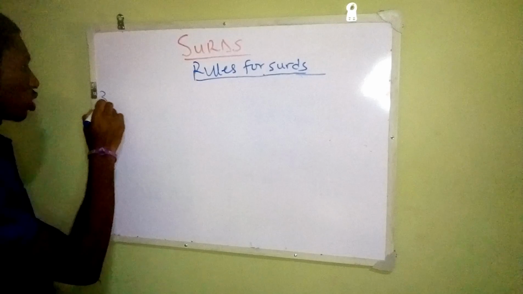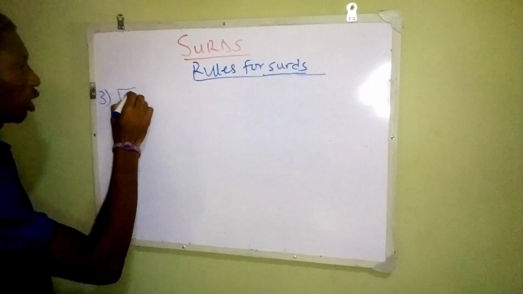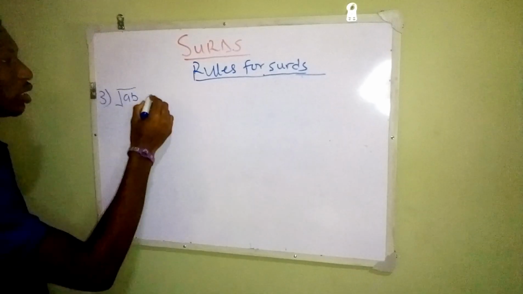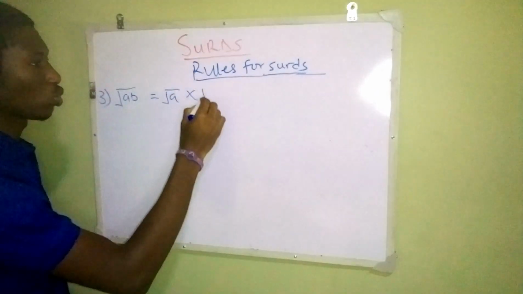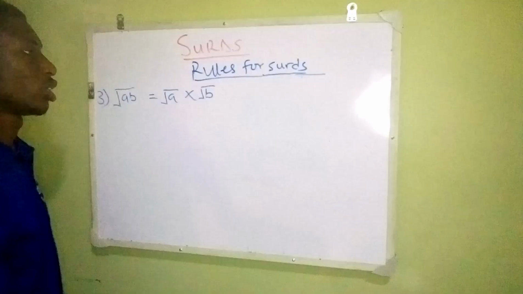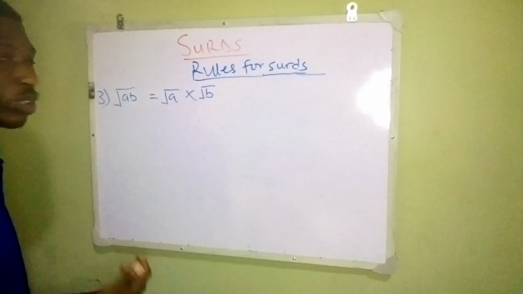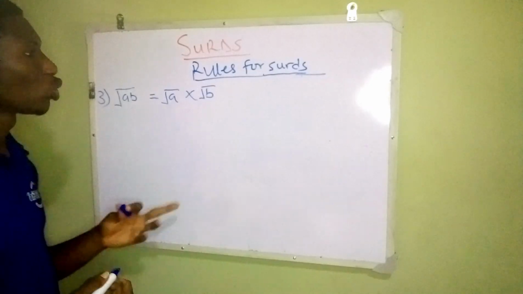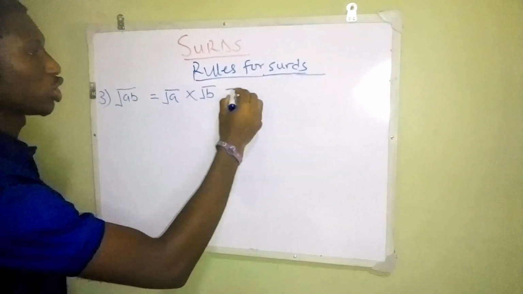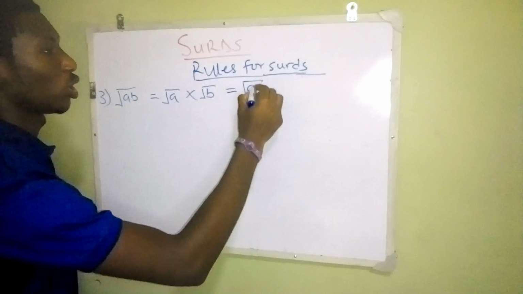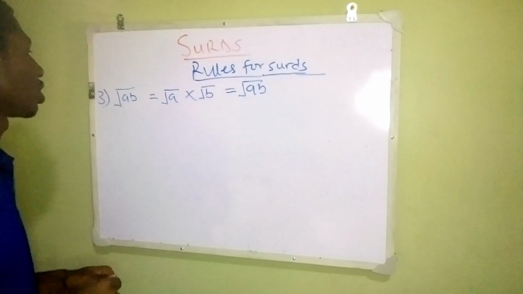Now the third rule states that if I have this expression, square root of AB, this is the same thing as square root of A times square root of B. This is what the first expression says. Or you can reverse it and say, if I have an expression square root of A times square root of B, it is the same thing as square root of AB. However you decide to put it, it is still the same rule.